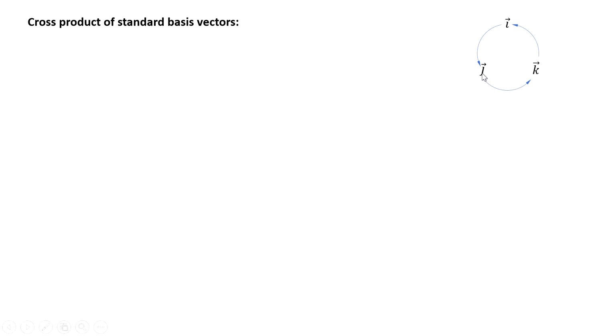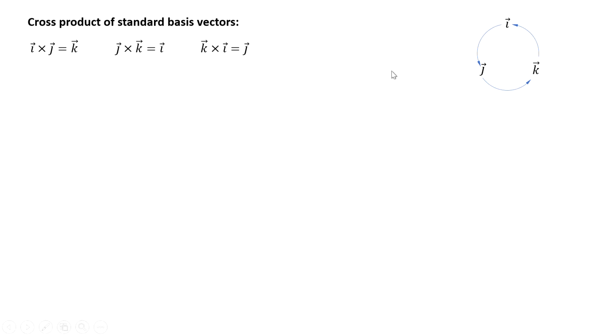Now, what about j cross k? Do the same thing. Start with j. We are going along the grain. Cross k, therefore, should be equal to just i. What else is left? k cross i. Yep, k along the grain, cross i must be j. Cool? That's the first stuff that I wrote. i cross j is k, j cross k is i, k cross i is equal to j.